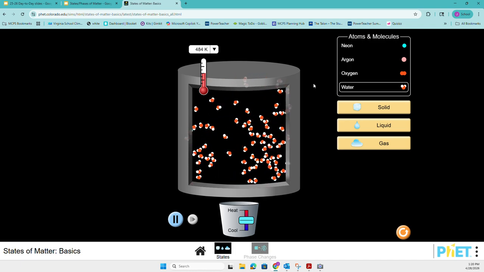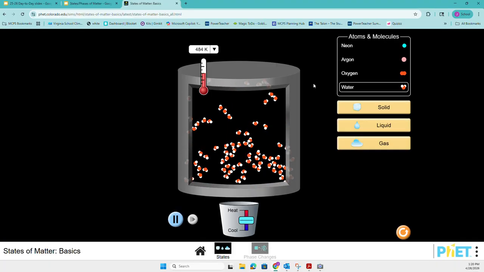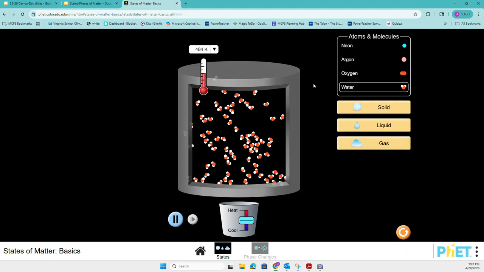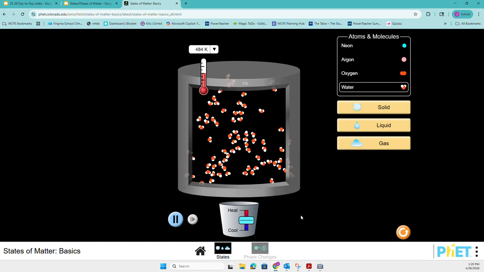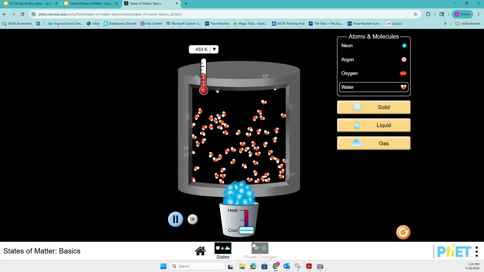Now, how this ties into the other two things that determine what state of matter something is in. The faster my molecules move, the less likely they're able to interact with other molecules. When I had them frozen, I crank my temperature down.